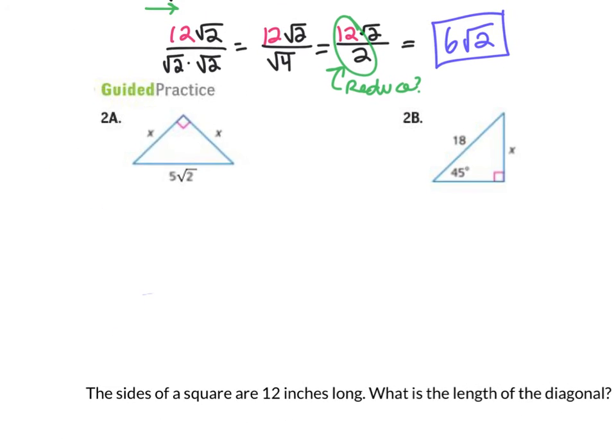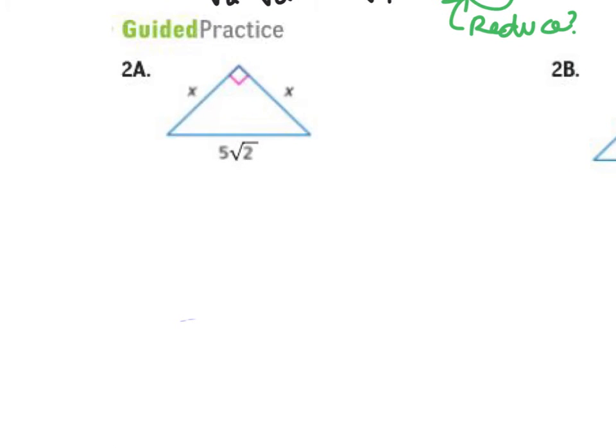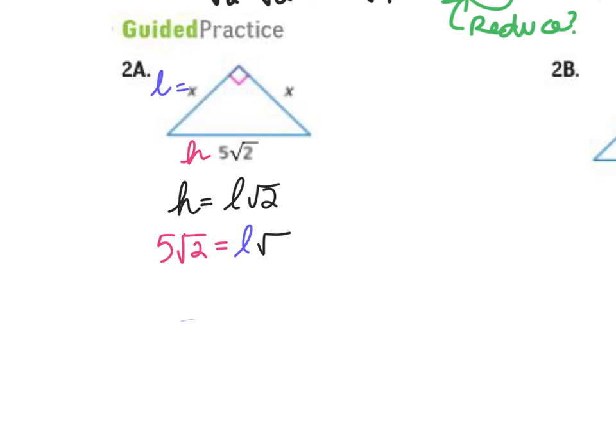Okay? So we have just a few more examples. We're almost done. Right? So here we are still looking for our leg lengths. We are given our hypotenuse. So leg square root of 2. Our hypotenuse is 5 square root of 2. Our leg is what's missing. So let's solve for that.